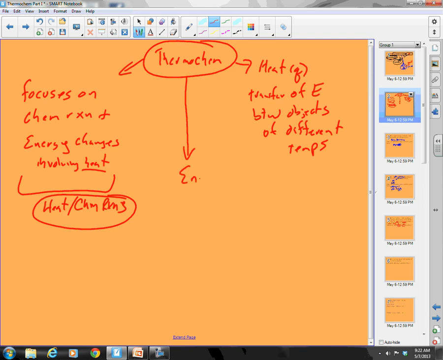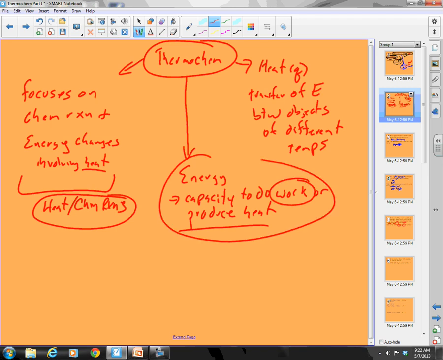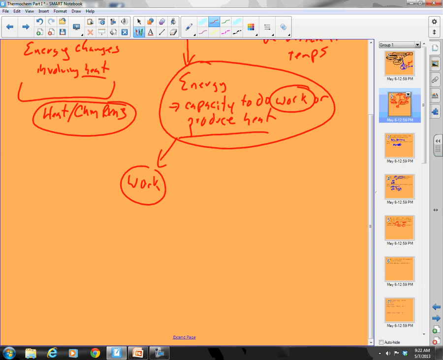Now, there's another term in here that we started talking about. We talked about energy, right? And we said, what is energy? Energy is the capacity to do work or produce heat. Okay, we understand what heat is, but what is work? So let's come out of our discussion of energy and talk a little bit about work. Good. So what is work? Something we try to avoid.